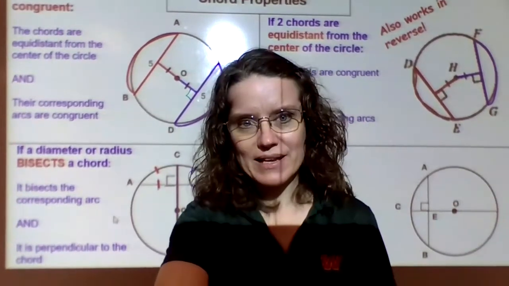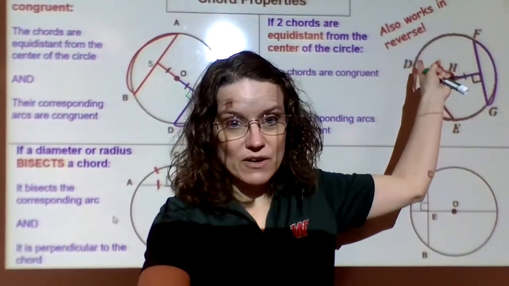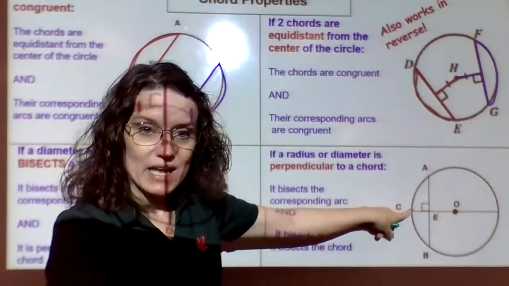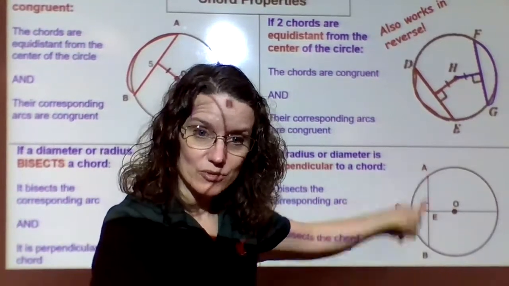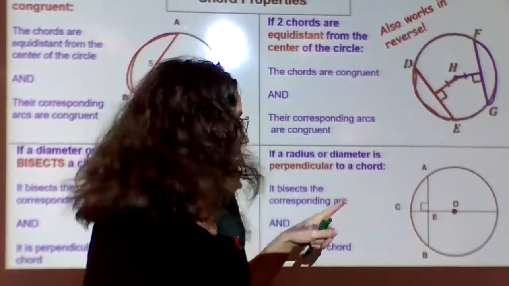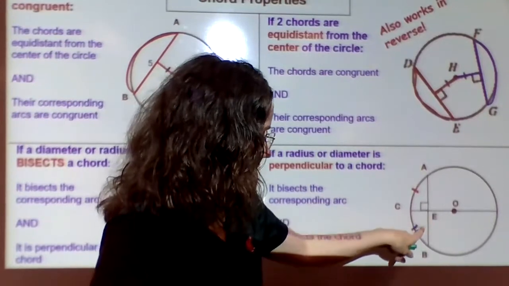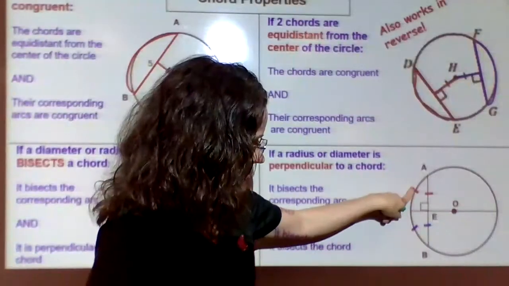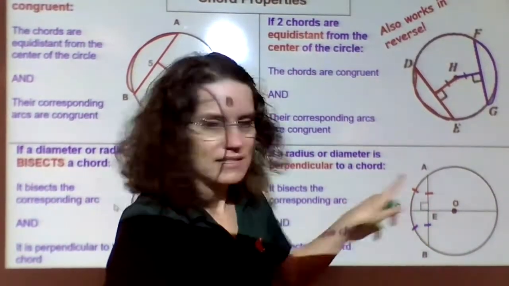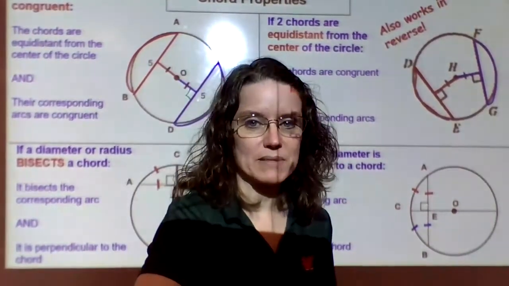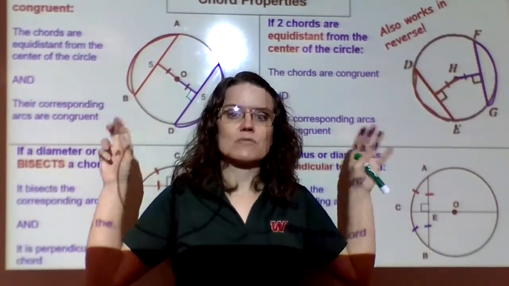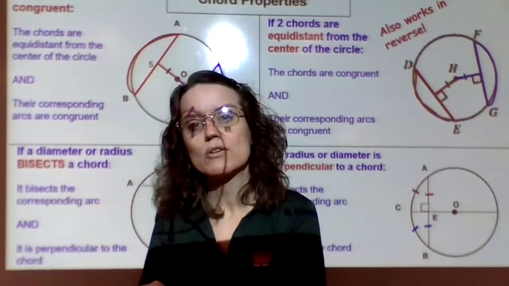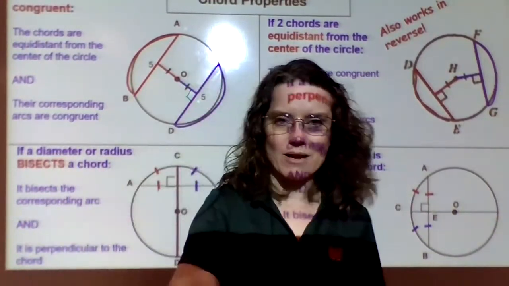Okay? Well, guess what? It also works in reverse. So over here now, if I have a radius or diameter that happens to be perpendicular to a chord, then I know that that chord had better be bisected and its arc better be bisected. So this and this length are the same, and this one are the same, all because it was perpendicular. So you're going to see lots of things where perpendicular things lead to congruent things, and congruent things lead to more congruent things, and it all goes backward as well.